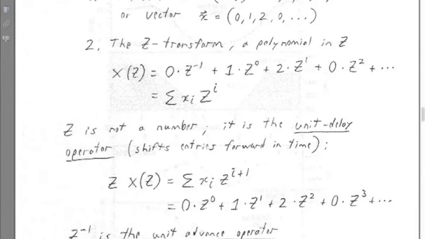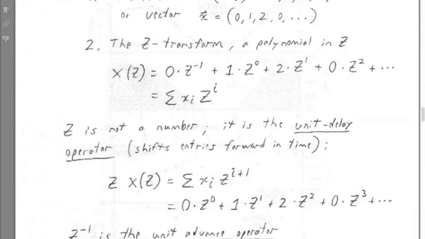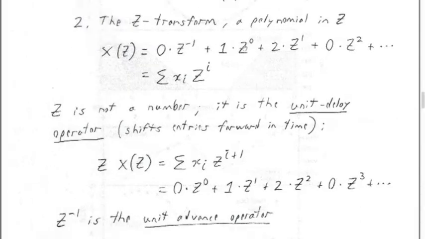So this z to the minus one, that is one time sample before zero time, one delta t before zero time. Z to the 0th power, that's the amplitude of the wave at zero time. Z to the first is the amplitude of the wave at one times delta t. Oh, and I have to switch tools, sorry. So we have the sample at time index zero is one. The sample at time index one is two. The sample at time index two, which is multiplied by z squared, is zero, and so forth.